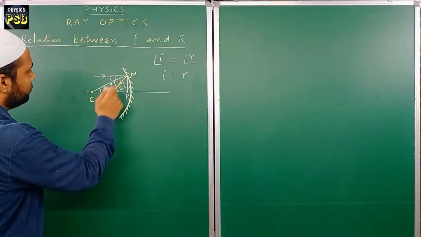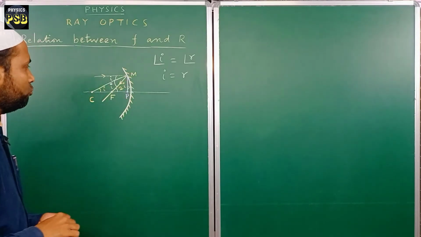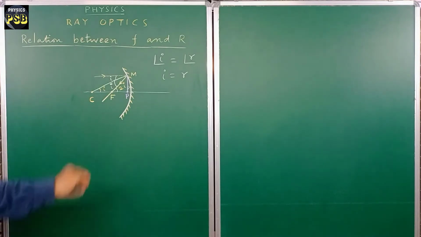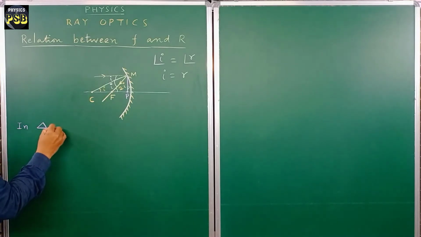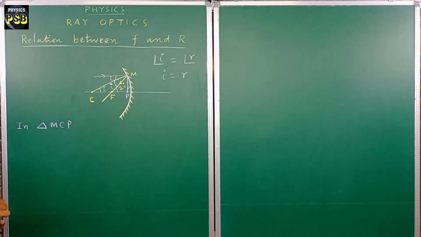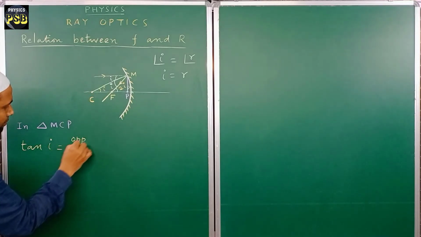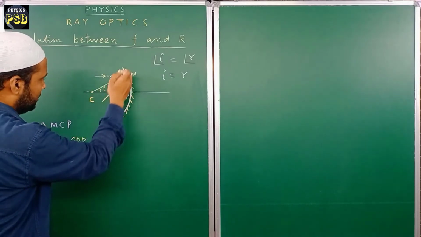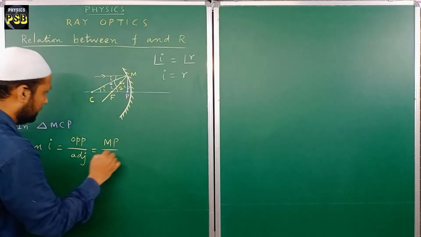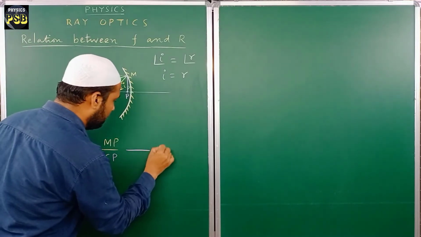Now it is obvious that it forms two right angle triangles. One right angle triangle is MCP, and the other is MFP. First I'll take the right angle triangle MCP. Here tan of angle I is opposite side divided by adjacent side. The opposite side is MP, and the adjacent side is CP. I take this as equation number 1.